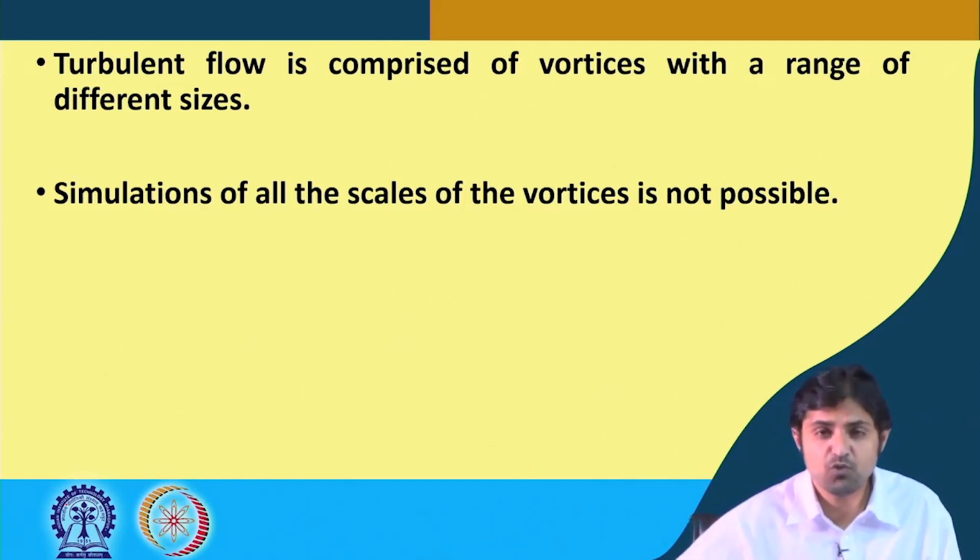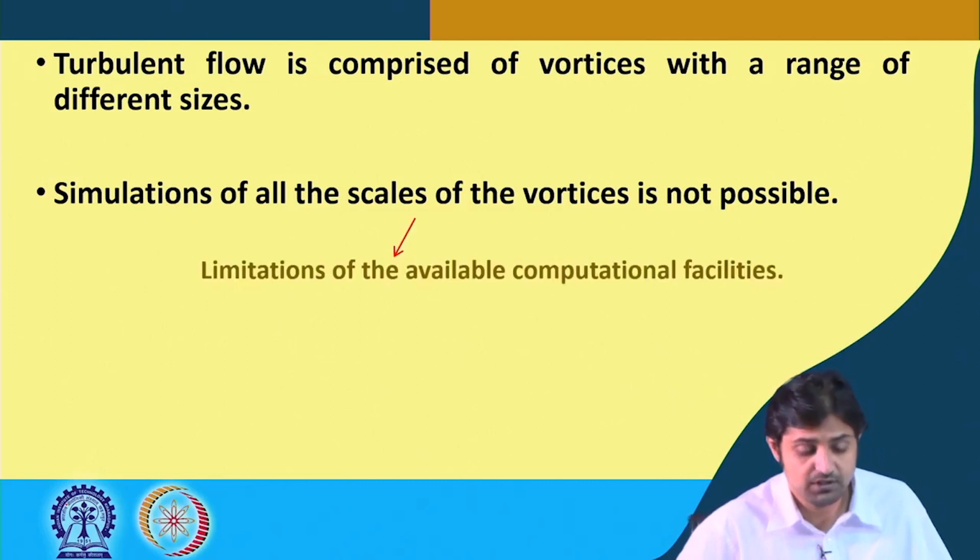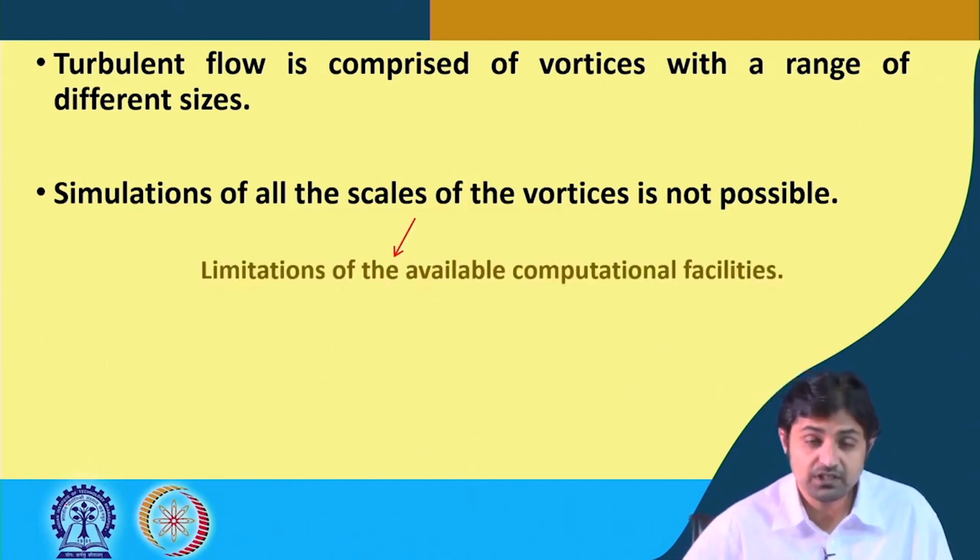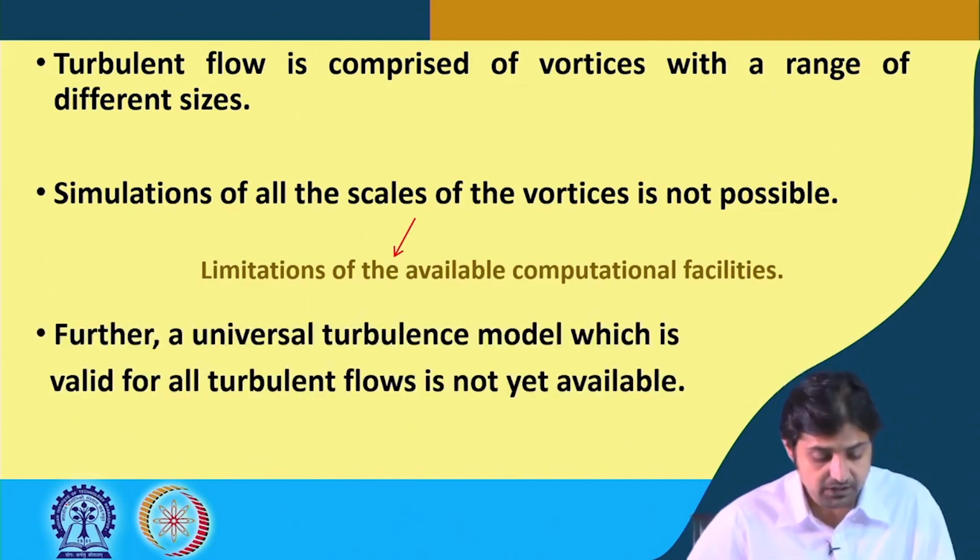So the modeling of the smallest of these vortices might not be possible, because we have limitations on the available computational facilities. When quantum computing becomes a reality, this might be an easier thing to do, but until that point, our computational facilities are not yet able to capture all the scales of vortices. Further, a universal turbulence model which is valid for all the turbulent flows is not yet available as well.